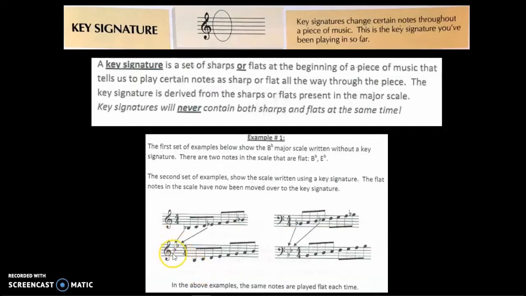And you'll see this in treble clef with the flat on the B line and the flat on the E space. And over here in bass clef, you will see a flat on the B line and a flat on the E space, indicating that those notes are flat all the way through. Let's go to our next slide.